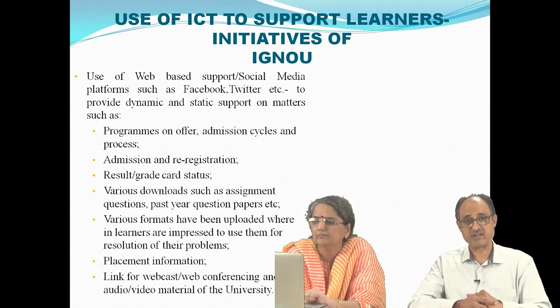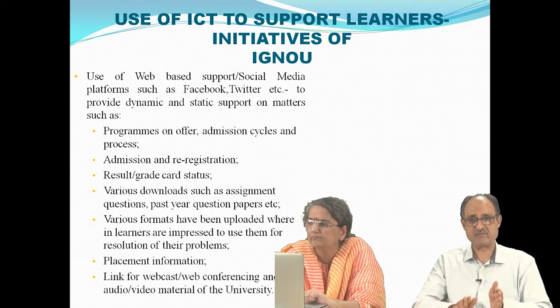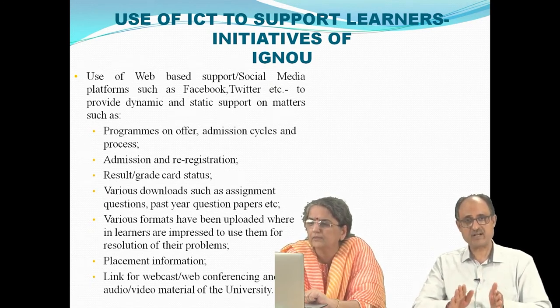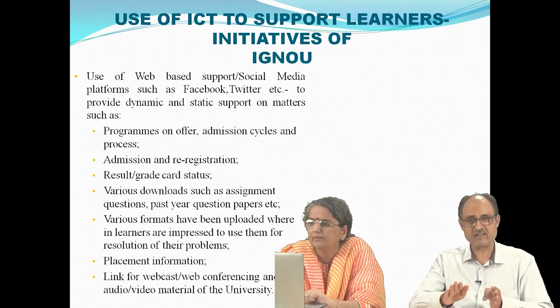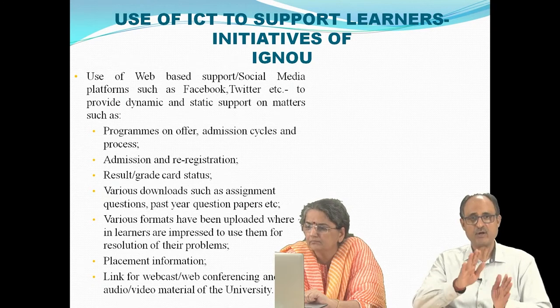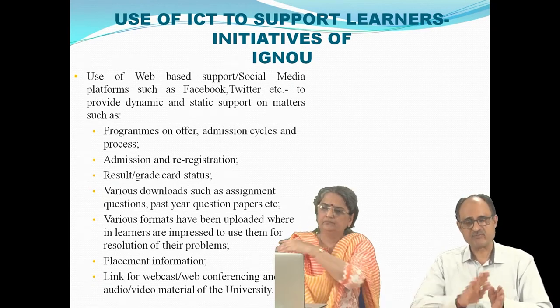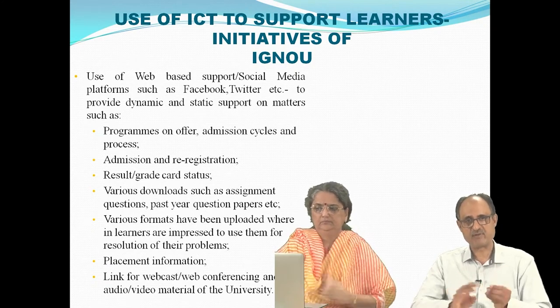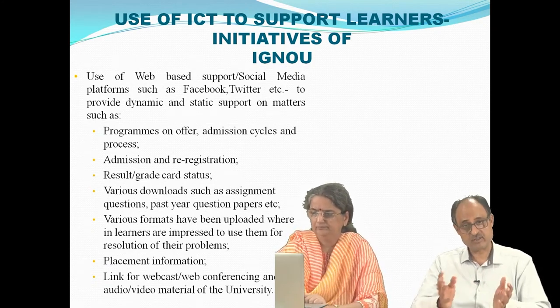to facilitate them in the process of their studies, because many times we have experienced and found that students get bogged down not by the academic content but by the procedural requirements which they have to comply with, particularly when it comes to the completion of the program. So how is it to be done, in what way, all those things we have tried to upload on the website of the university, including the regional centers.